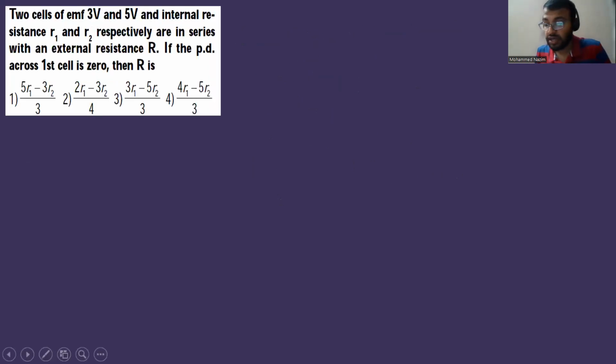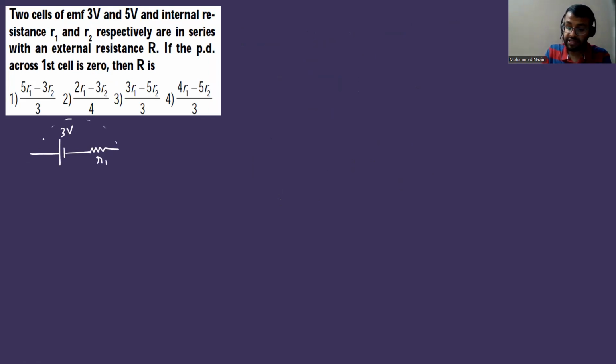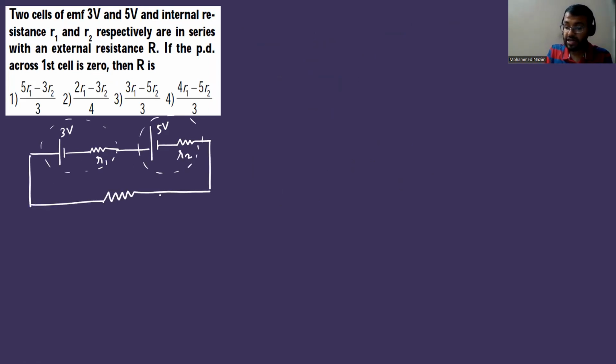Next question. We have two cells of EMF 3 volt and 5 volt, and internal resistances R1 and R2, in series. The question states that there are two cells, one of EMF 3 volt whose internal resistance is R1. This is my first cell. And another cell whose EMF is 5 volt and the internal resistance is R2. This is the other cell. They are connected in series across an external resistance R. The value of the external resistance is R. If the potential difference across the first cell is 0, then capital R is?